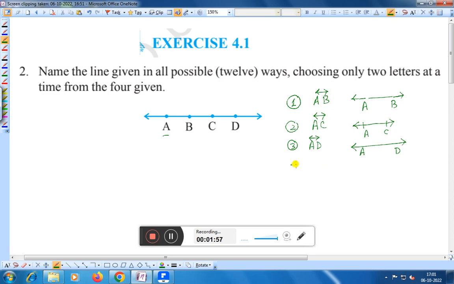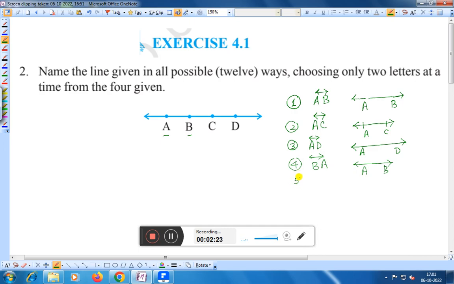Now fourth one will be like this. We start from B, right? That is BA line. How it looks like, it is B, it is A, right? BA.